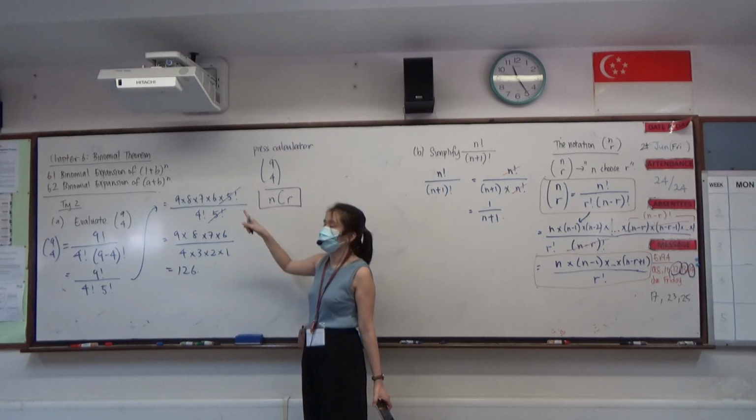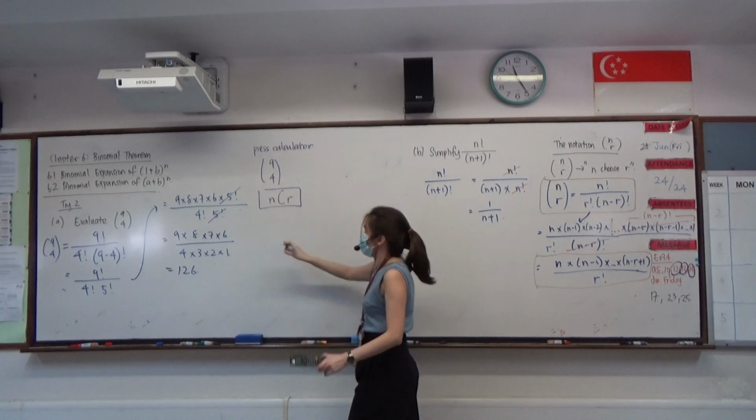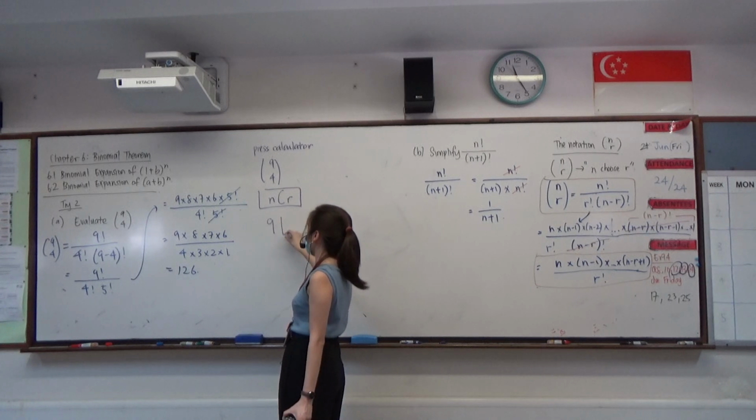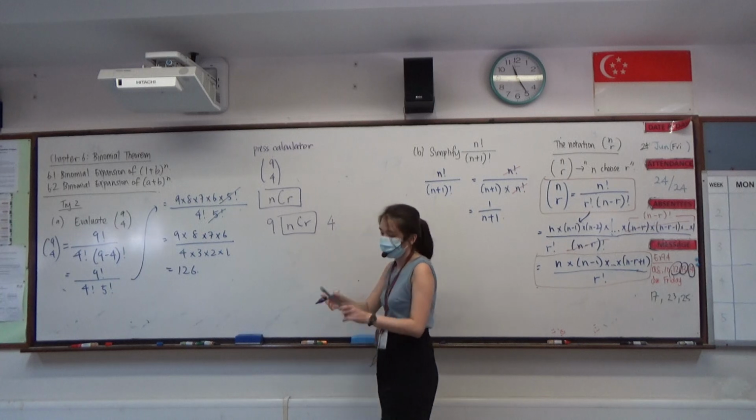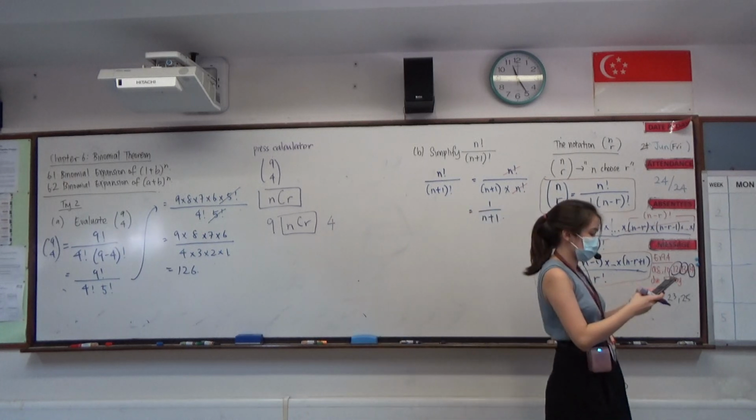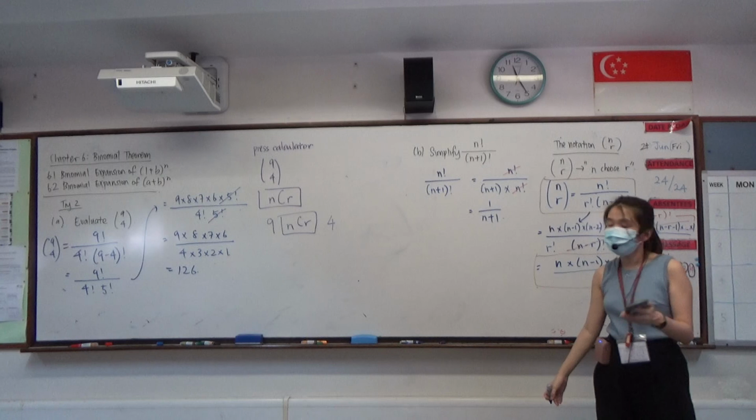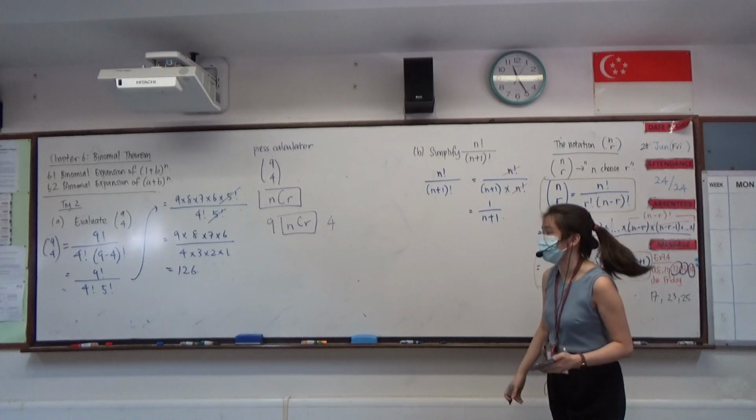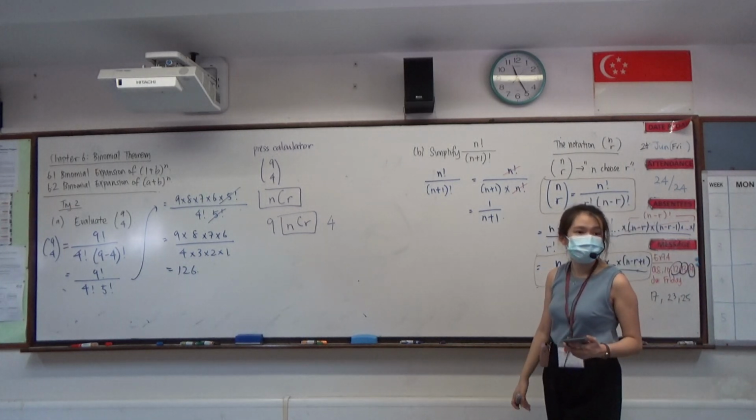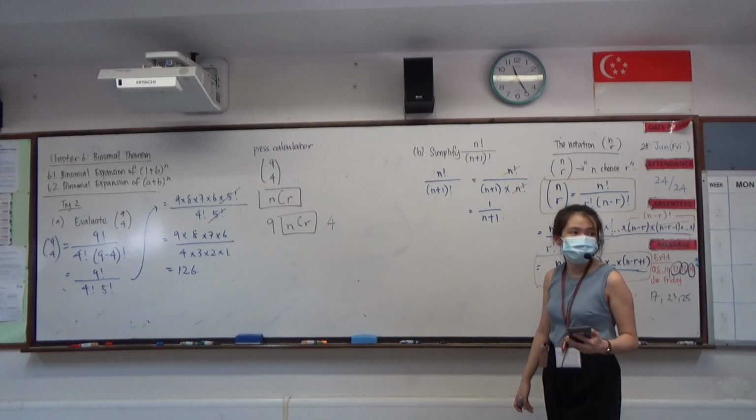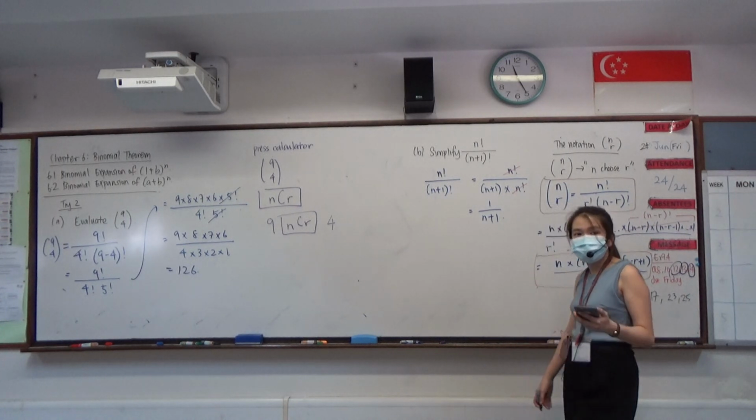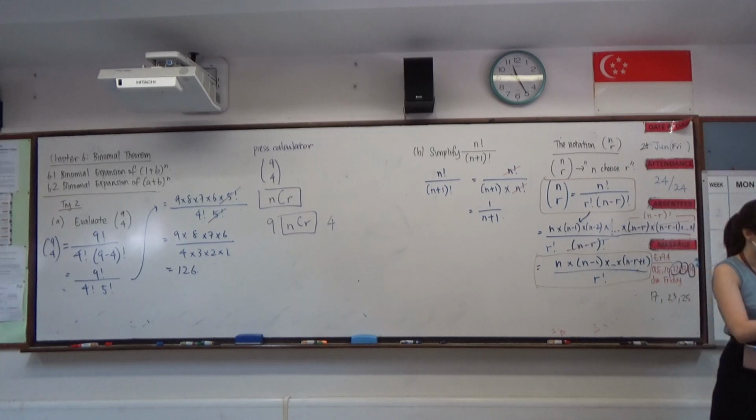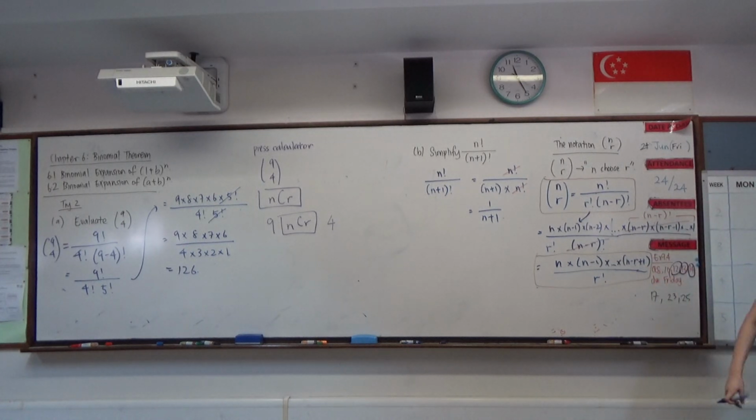So could you all try using your calculator, press 9, then press that button, then after that 4. If you press that, you will have 9C4 and we have 126 as our answer as well. Are we able to get that? Anybody don't know how to press? Very important to know how to press it.